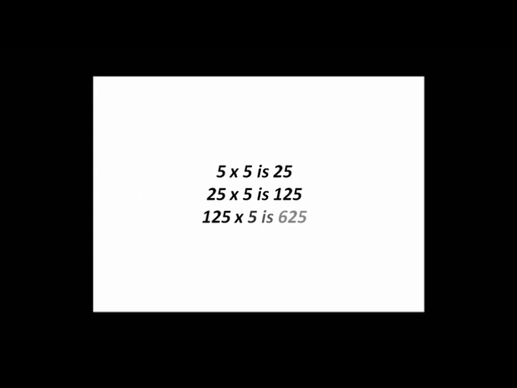Okay, let's do it one more time. 5 times 5 is 25. 25 times 5 is 125. 125 times 5 is 625 people. Now that is a fantastic difference. Again, the real difference is that everyone only had to sponsor 3 more.